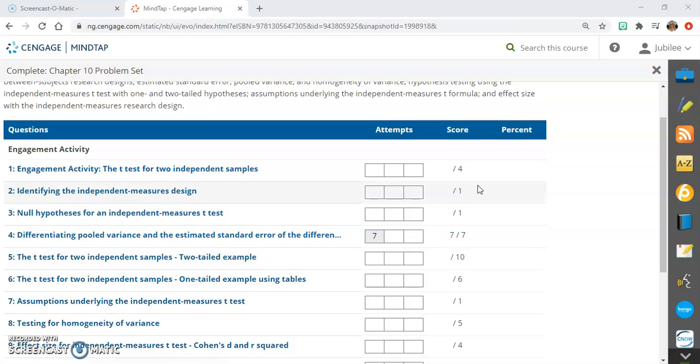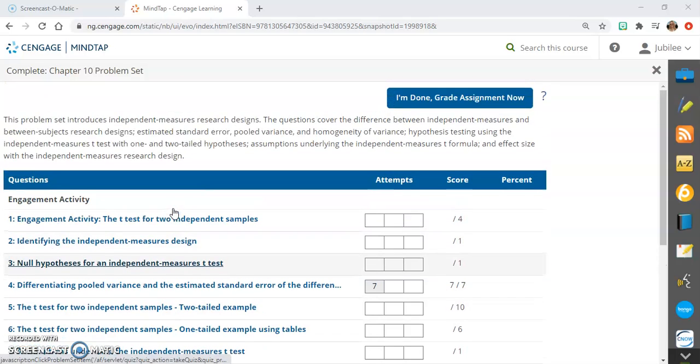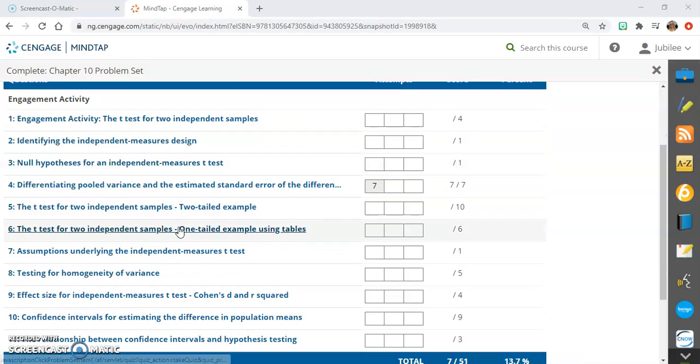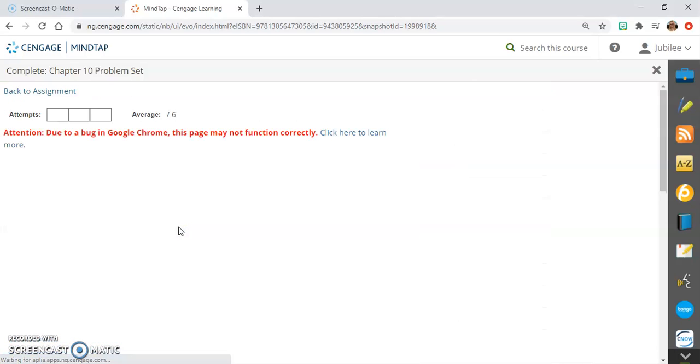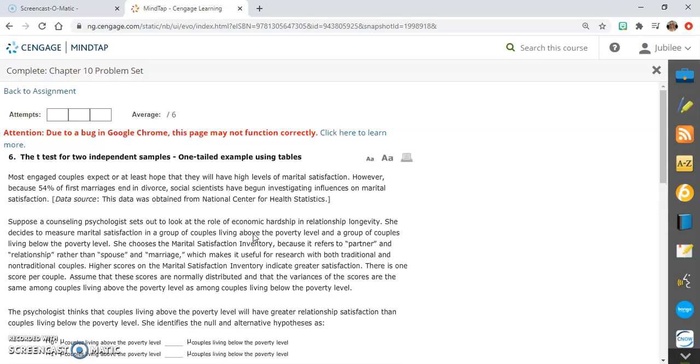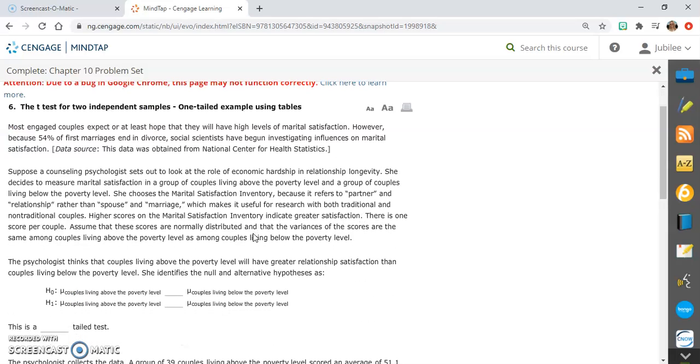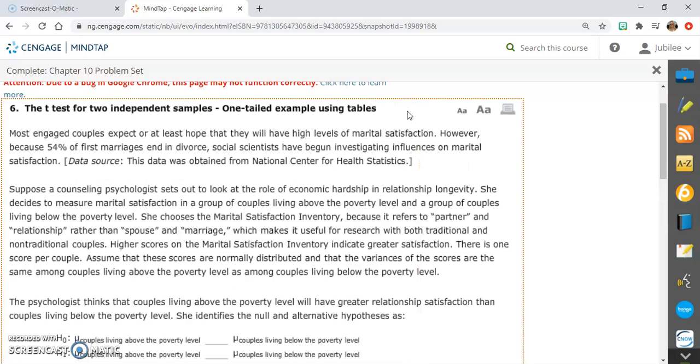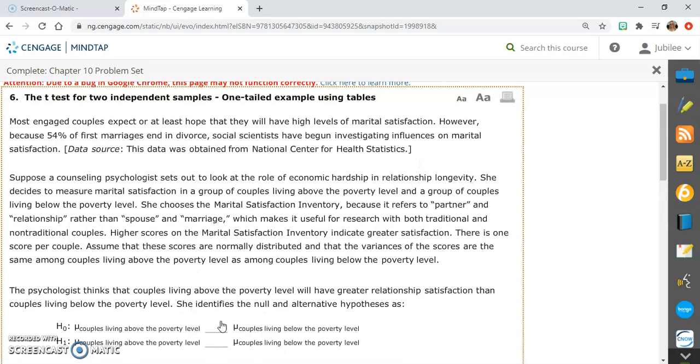Okay, so now I'm going to go over the Chapter 10 problem set question number 6. So this is a t-test using a one-tailed example. To figure out, first of all, I have to figure out the null and the alternative hypothesis. To find that out, I have to kind of understand what the study is about.